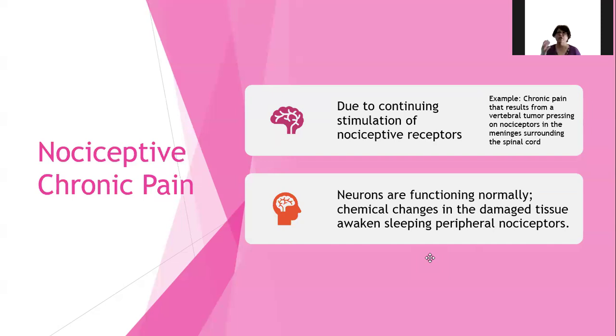So the neurons are functioning normally, and chemical changes in the damaged tissue can awaken sleeping peripheral nociceptors. Neurons that fire together, wire together, is the way they say it. Like we talked about in the neuroplasticity chapter, if you keep stimulating certain pathways, they're going to go, oh, she wants to use these pathways, I'm going to keep doing it. So pathways that you use more are going to get reinforced.